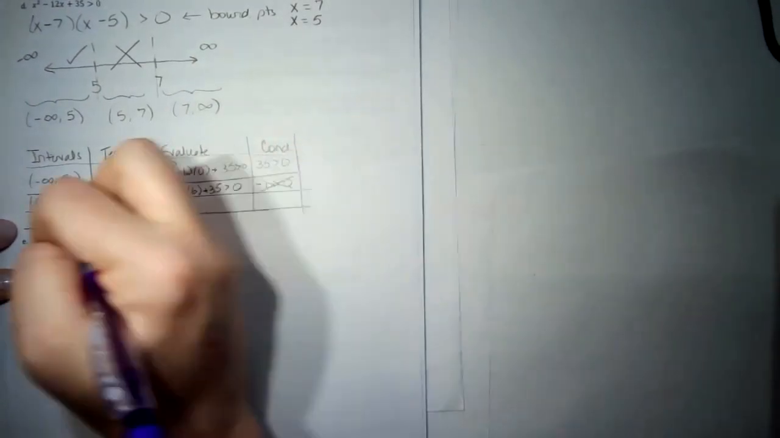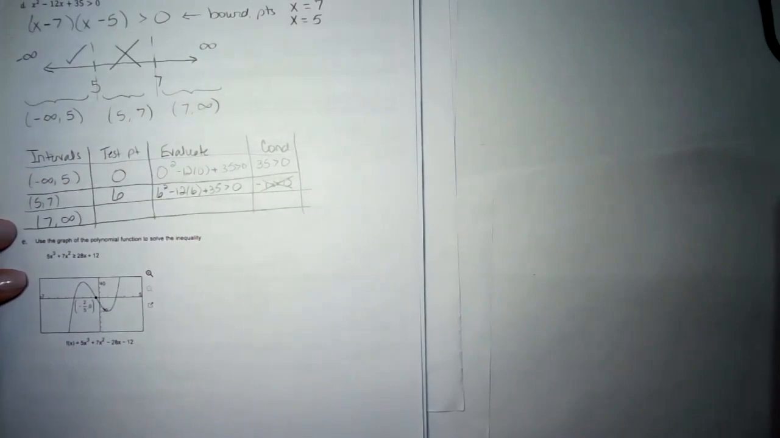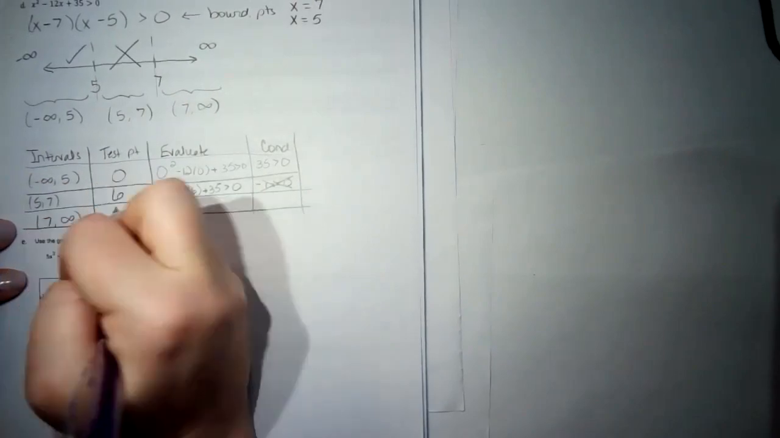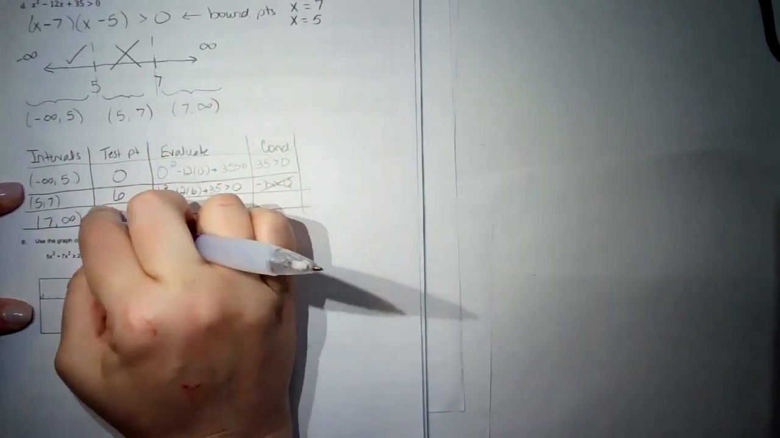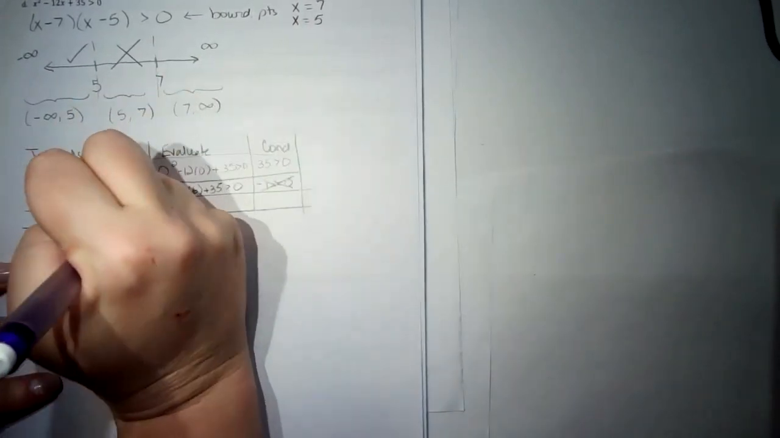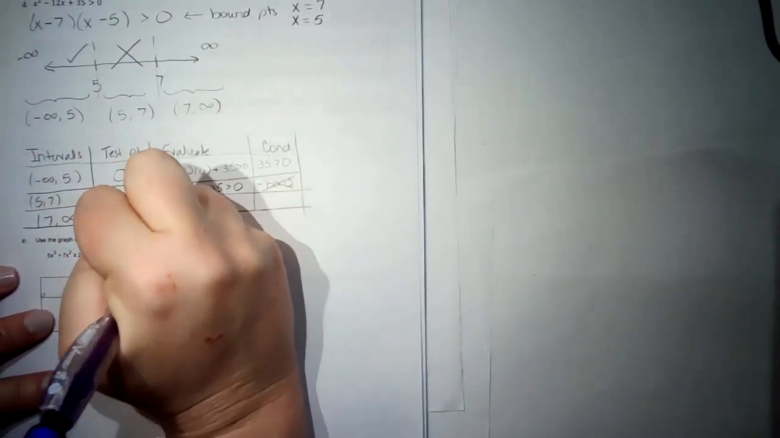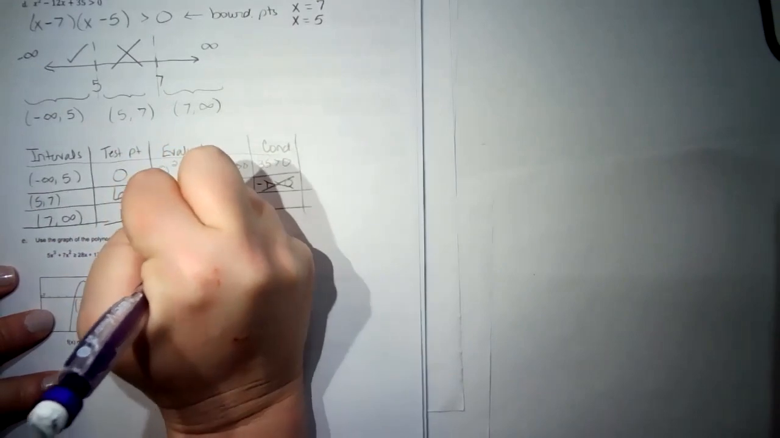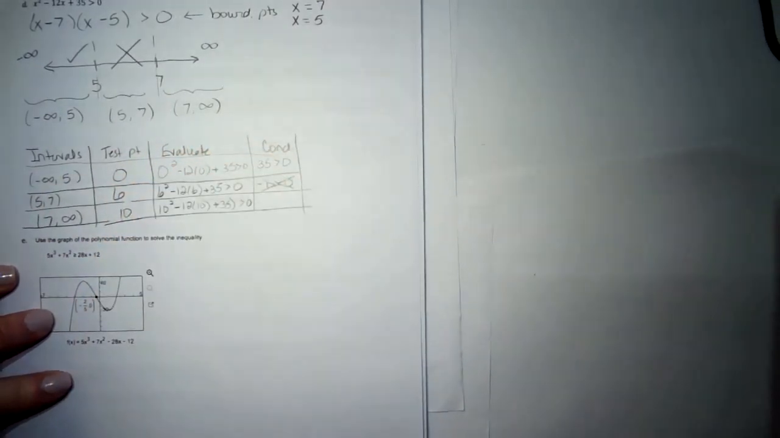Okay, last interval, 7 to infinity. What do we want to choose? Ignore the child in the front. Okay, how about 10? I was going to go with 8, but Shalandra's just throwing it out there. So if we do 10 squared minus 12 times 10 plus 35, let's see, we're going to have.